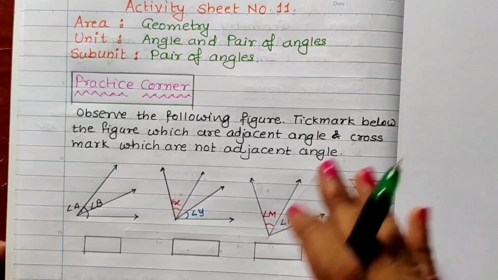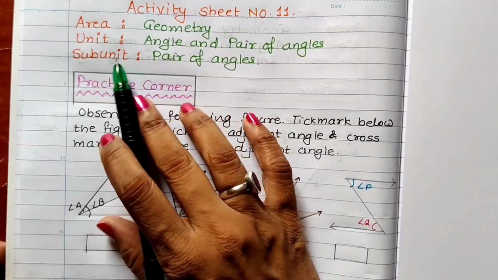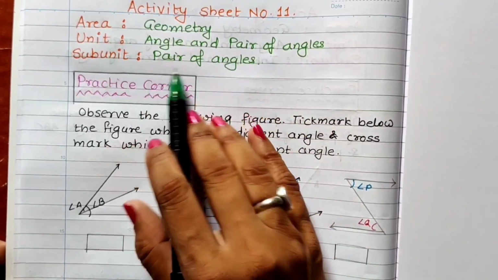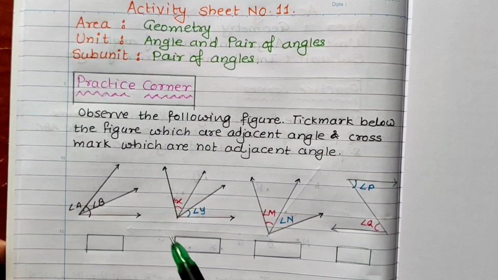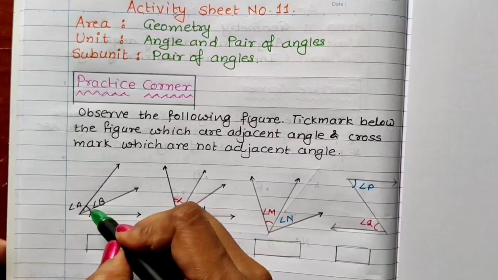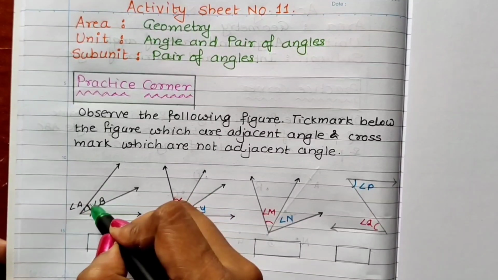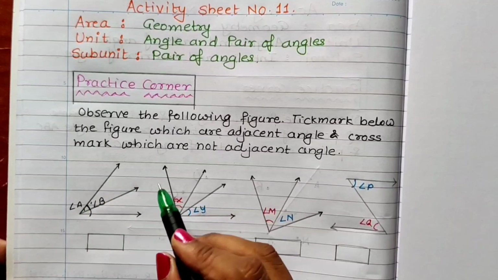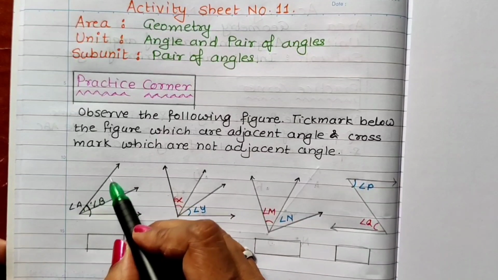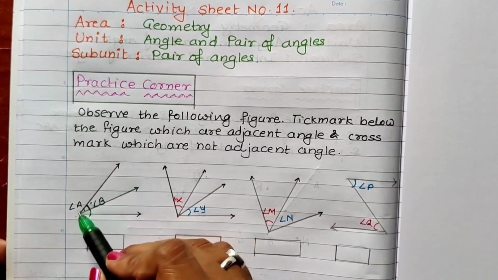As you all can see, here I have written the area, geometry, unit, angle and pair of angles, subunit is pair of angles. You have to observe the figure. Just now I have shown you. Now these two angles are shown here. This is angle A, this upper angle A, and this full angle is angle B. See children, angle A is this upper smaller angle and full angle is angle B.